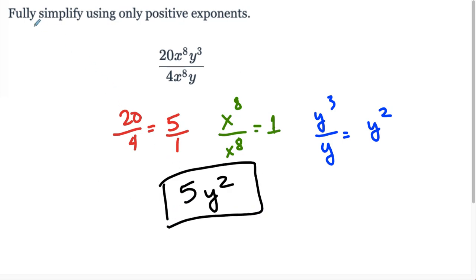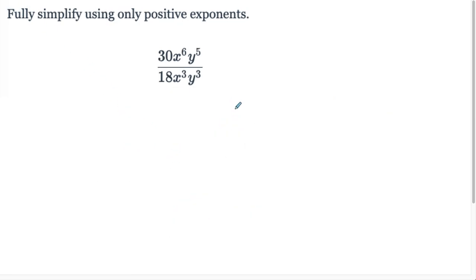Okay. All right, let's try one more together. This is 30 x to the 6th power, y to the 5th, divided by 18x cubed, y cubed. So why don't you try this one on your own and then see if you get the right answer. Okay, again, same thing. We're going to start with our coefficients. So 30 divided by 18, you can divide by 6. Okay, so if you divide by 6, you'll get 5 over 3, right, reduced.